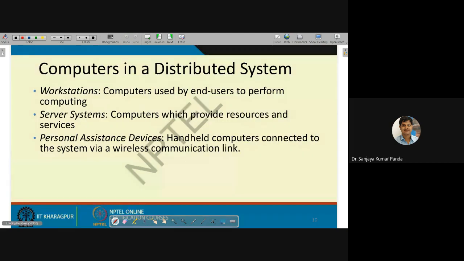Now, these are actually the computers in a distributed system. We have workstations. Workstations are generally more powerful than a simple PC. Like in the workstation case, we have 32 GB or 64 GB of RAM, and 4 TB or 8 TB of hard disk, right? It is a computer system only, but its computational capacity and storage capacity are more. So these are computers used by end users to perform computing.